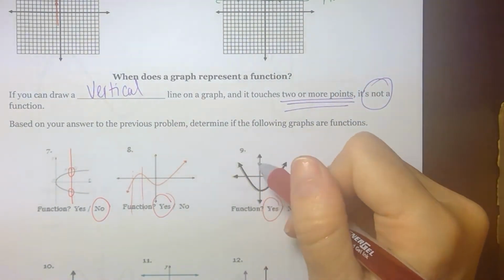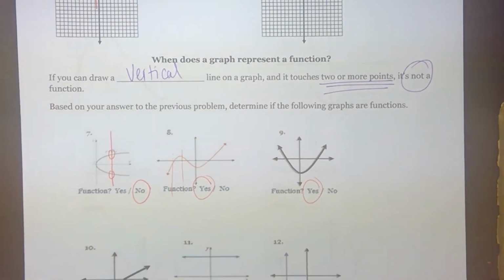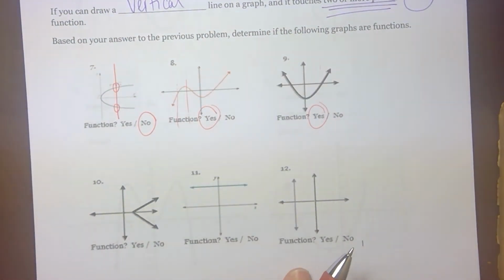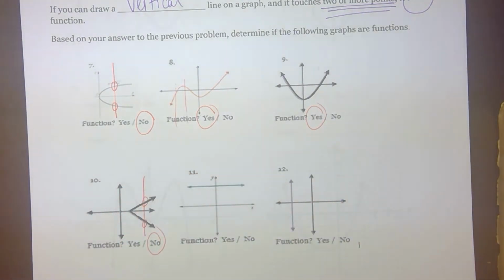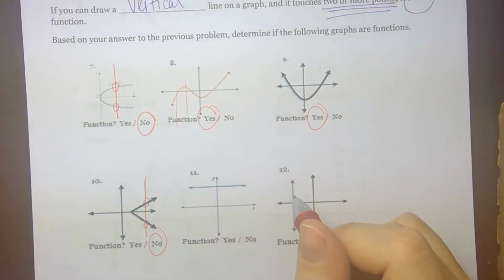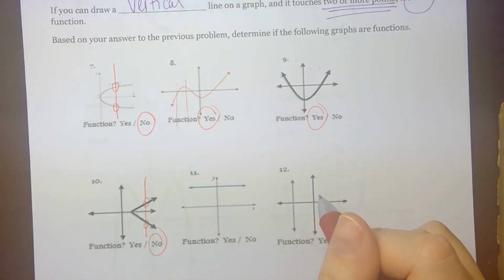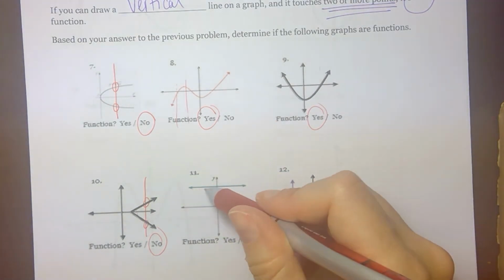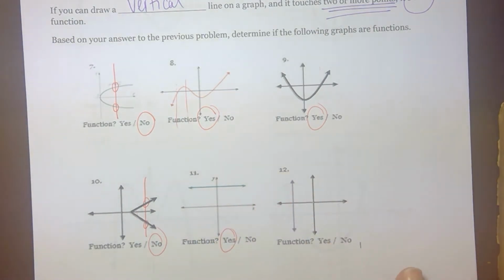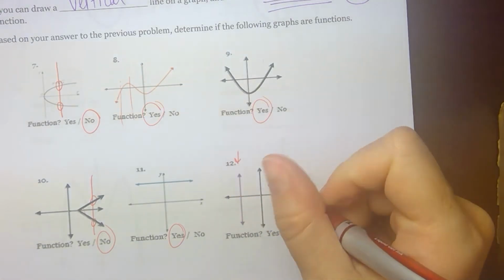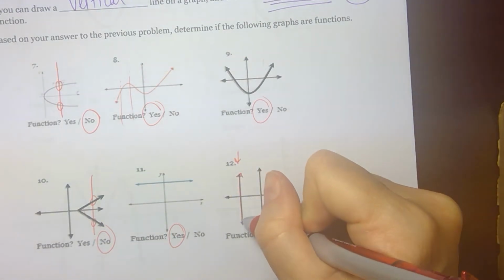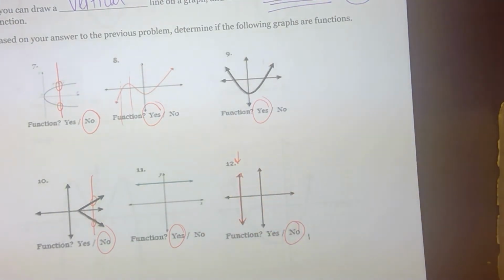Number 9, also a function, passes my vertical line test. What about 10? 10 fails the vertical line test because I can draw at least one vertical line where it goes through the function, or through the relation, in more than one place. Number 11 is that horizontal line. Yes, it is a function. It passes my vertical line test. This is the line that has been graphed right here. This is what I'm asking about. Is that a function? No. In fact, it is the vertical line, so it definitely fails the vertical line test.